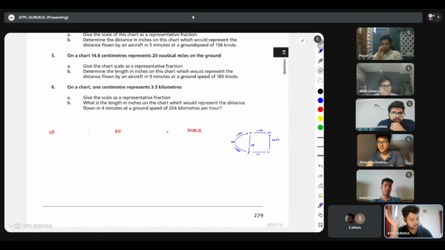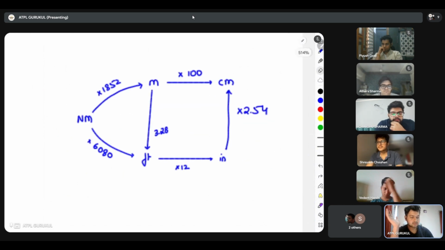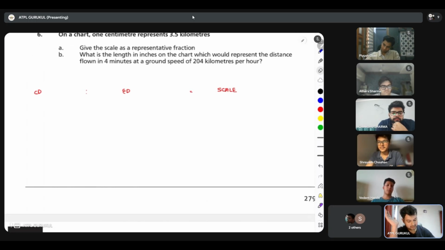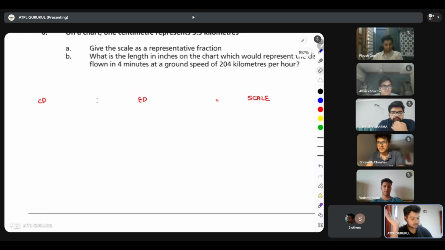Has everyone copied down this bullet? Great. Always remember: chart distance upon earth distance is equal to scale. Always remember in the exams, you will be given chart distance. You can be given earth distance directly, or you can be given it indirectly.